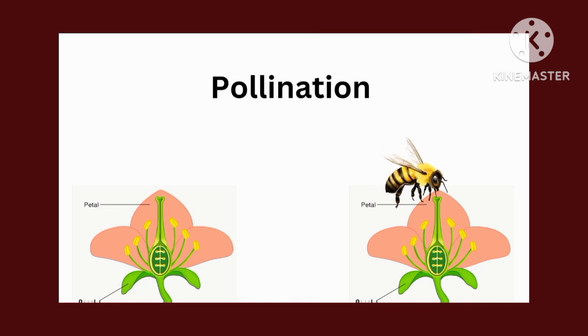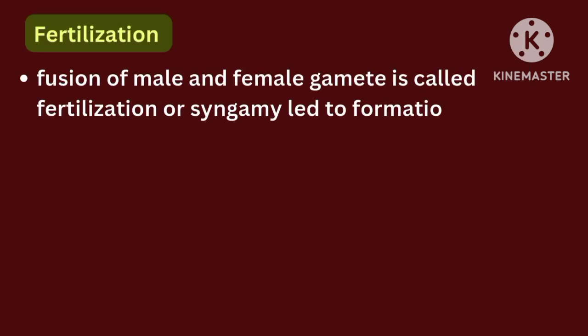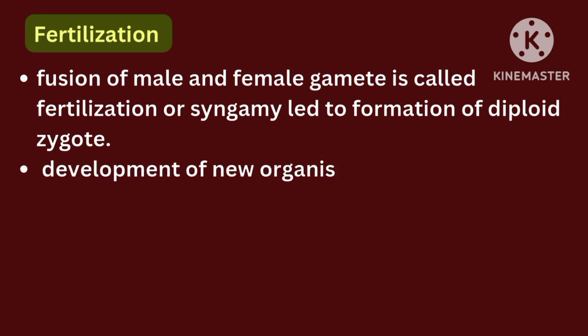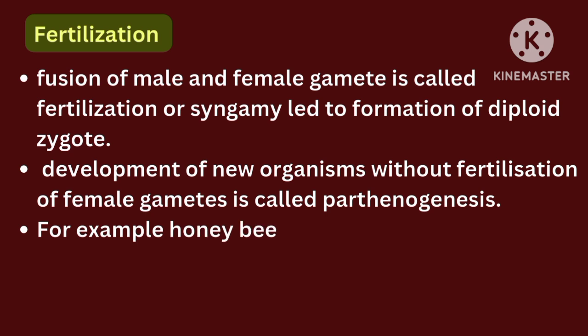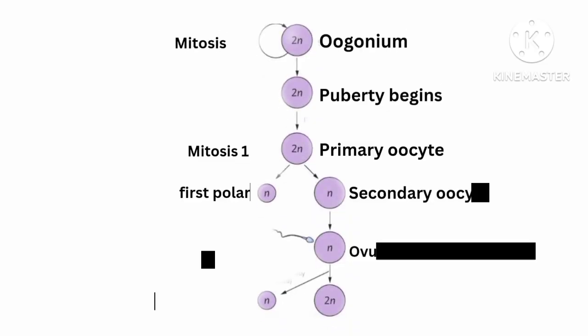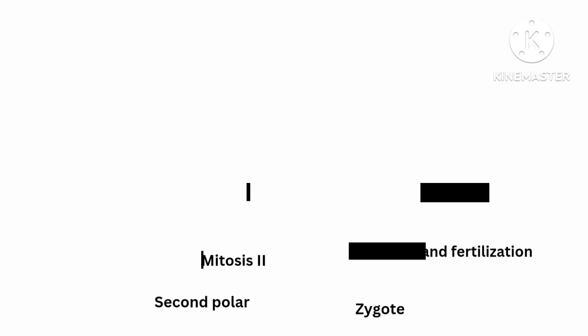C. Fertilization. The fusion of male and female gamete is called fertilization or syngamy. It results in the formation of a diploid zygote. The process of development of new organisms without fertilization of female gametes is called parthenogenesis, for example honey bee, rotifers, and lizards.